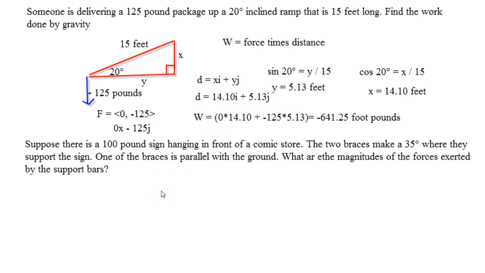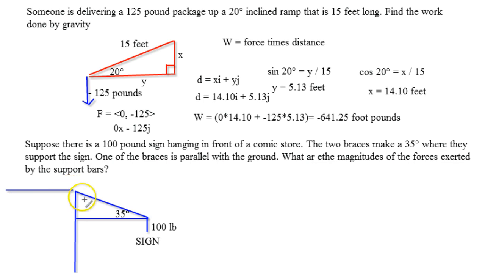Suppose there is a 100-pound sign hanging in front of a comic store. The two braces make a 35-degree angle where they support the sign. One of the braces is parallel with the ground. What are the magnitudes of the force exerted by the support bars? Okay, so let's draw this out and label our known and unknown. I'm just pretending that this is the side of the store. It doesn't matter how high up it goes. It kind of looks like a flagpole in Mario Brothers. Sorry about that. They make a 35-degree angle.